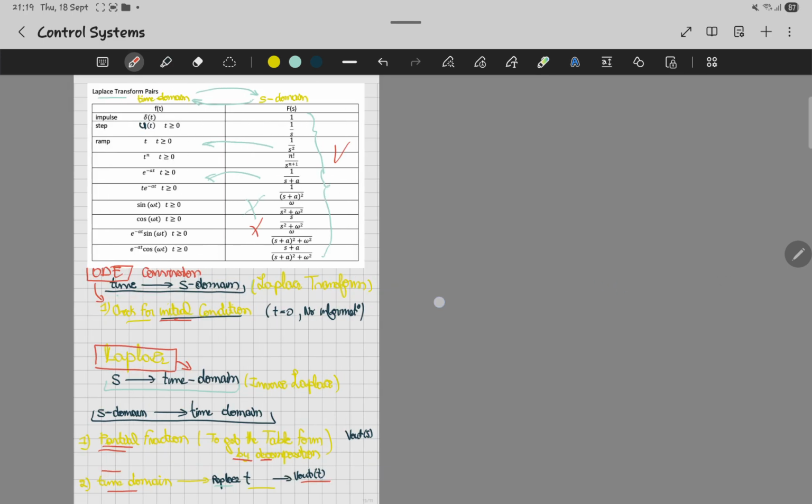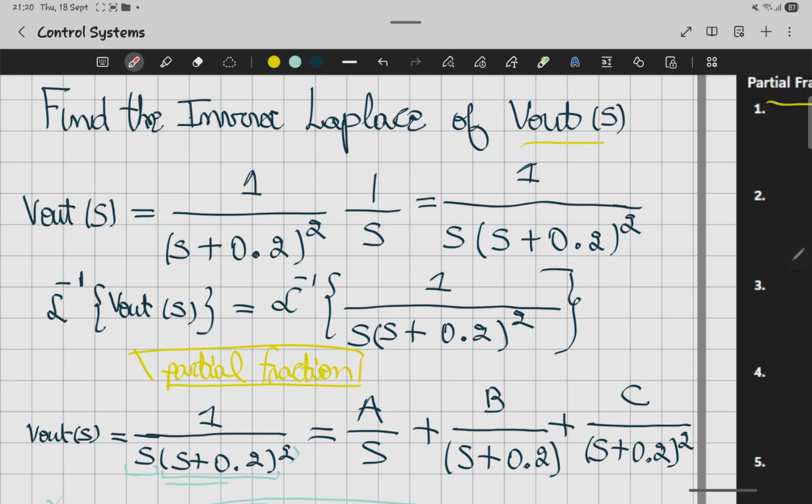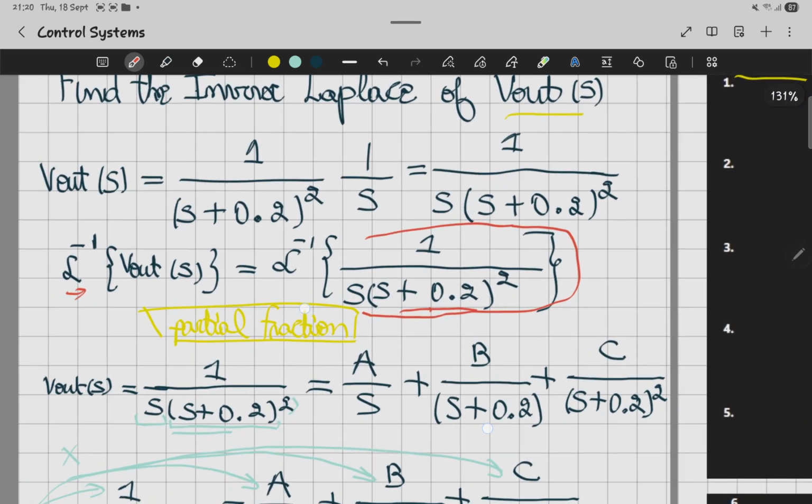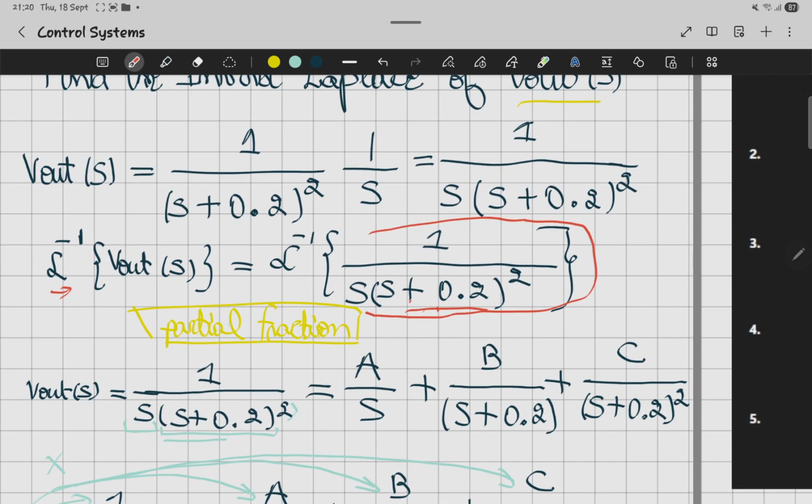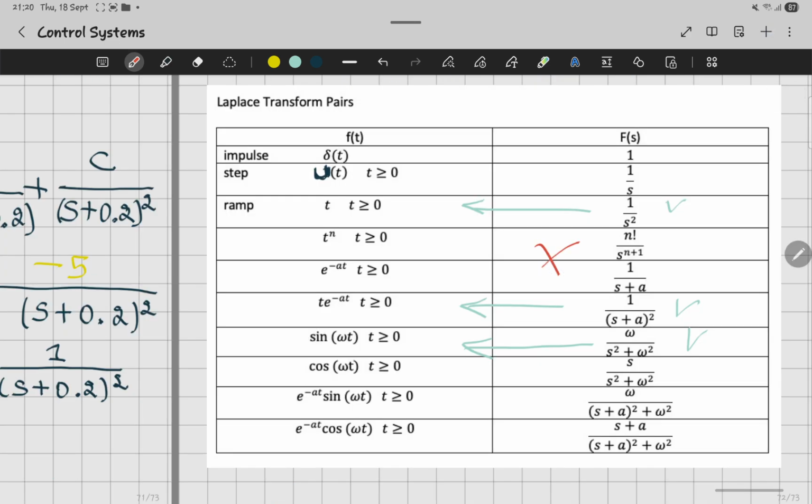This is where we're going to apply the partial fraction, because the form that you see here, we can't find in the table. So we don't have this form in the table for us to take the inverse Laplace. If you check the one that I showed you, it was just an equation similar to the one that I'm currently working on.